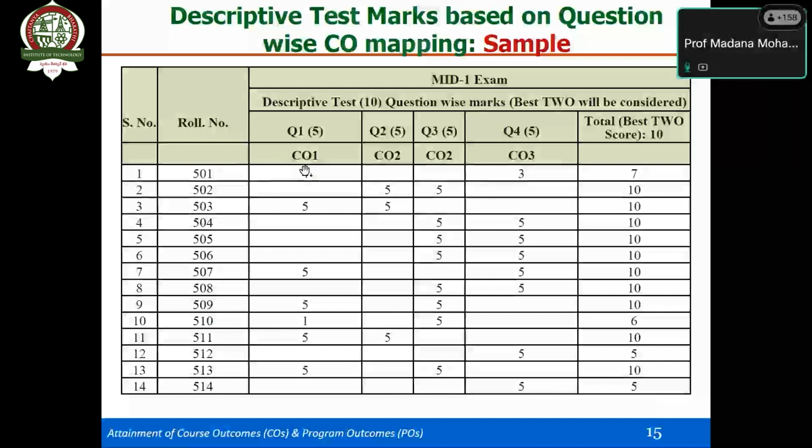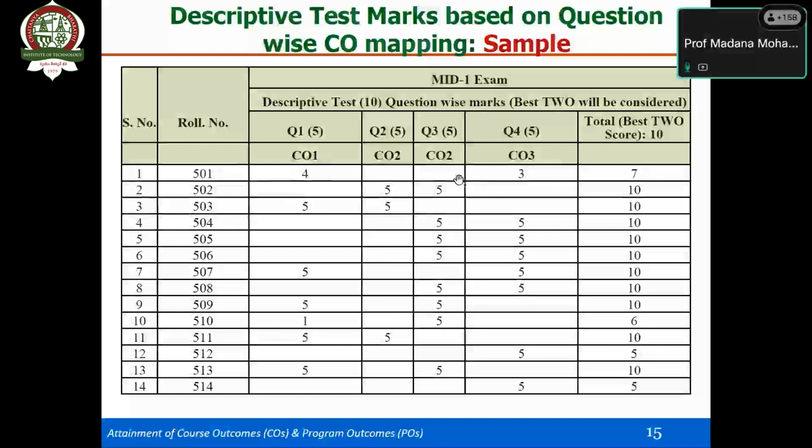So for example, here we have student-wise attempted questions, their secured marks, and total marks. This data is required for the calculation of direct attainment of a particular course in the case of a descriptive assessment tool, or class test, whatever we call it.